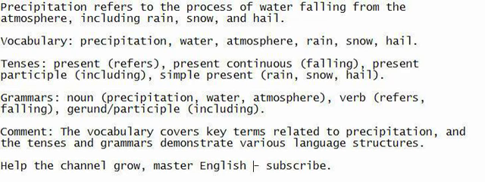Vocabulary: precipitation, water, atmosphere, rain, snow, hail. Tenses: present, refers, present continuous, falling. Present participle, including, simple present, rain, snow, hail.